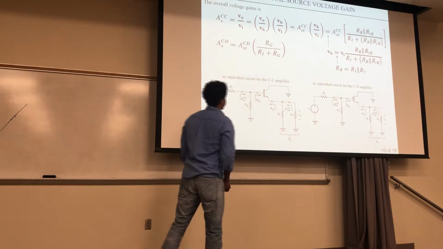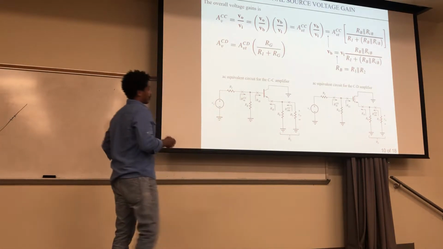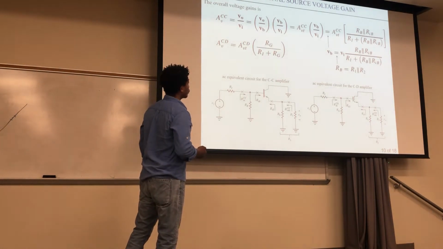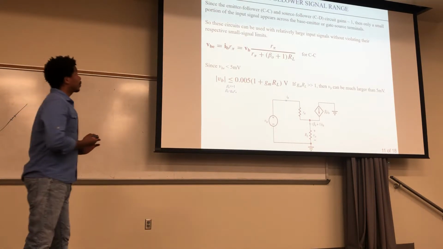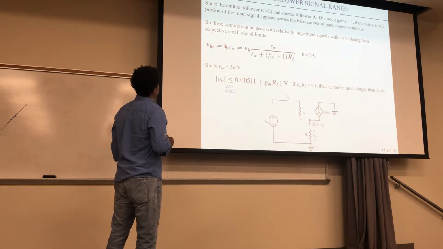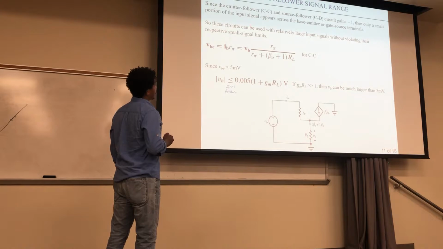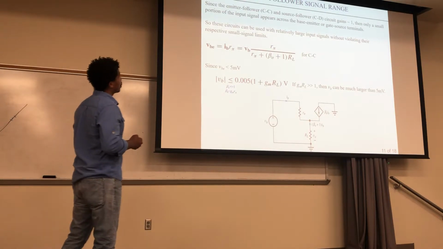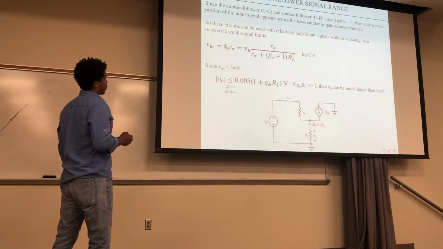This right here was a bypass. You're all familiar with that. Taking the regular model, converting it down to AC small signal model, I mean the AC equivalent circuit. Okay, so follower signal range. Since the emitter follower CC and the source follower CD circuits' gains are about 1, then only a small portion of the input signal appears across the base emitter or gate source terminals. Okay, so these circuits can be used with relatively large input signals without violating their respective small signal gains.